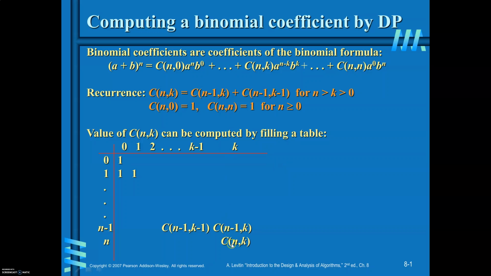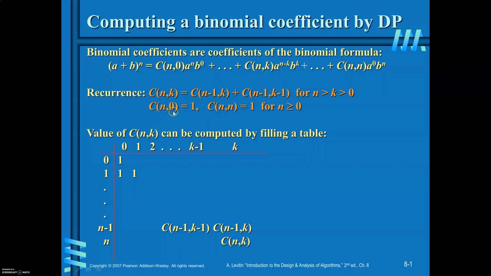Now in order to find out C(n,k), you are required to know what is C(n-1,k) and C(n-1,k-1). Look at the table here. You need to know, in the previous row and in the same column, what is the value recorded. Also, the previous row, previous column value recorded. If you know these two values, then adding these two values will give you C(n,k).